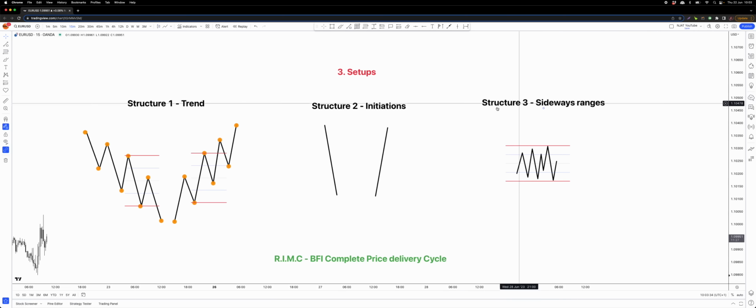So now this is number 3, setups. Now with the information that I've shown you already of how to read the market structures, how to identify the best locations in these market structures, you're going to create setups based on this information. Then you can come to the markets with an understanding of what you're looking for in what structures and what you expect to see next. And this is how you create high probability setups based on the fundamentals of how price actually moves.